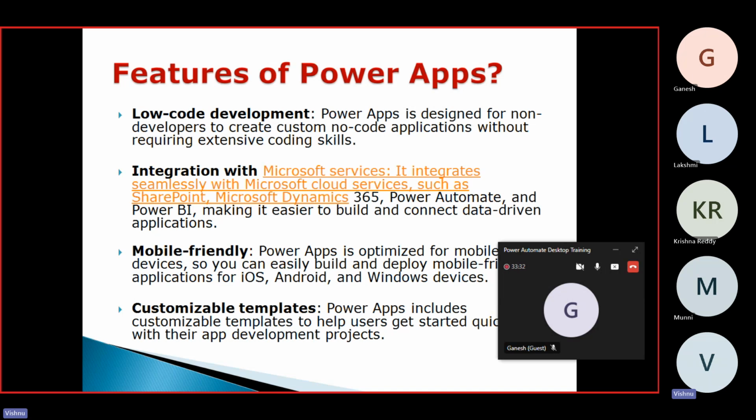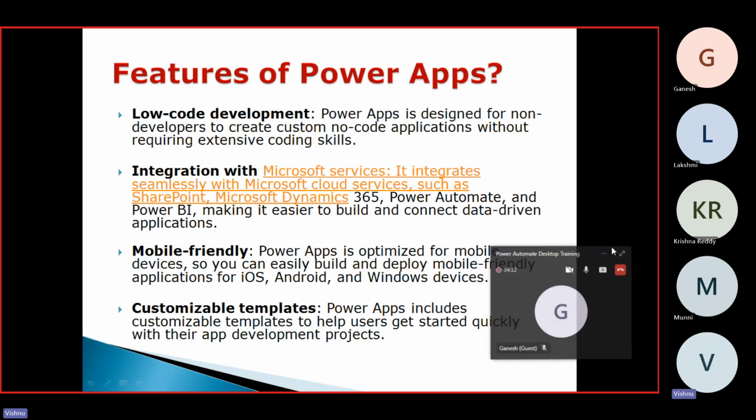Second one is integration with Microsoft services. What is the meaning of Microsoft services? It integrates seamlessly with Microsoft cloud services, Azure cloud also, such as SharePoint. We are going to discuss SharePoint. Microsoft Dynamics 365 or Power Automate also. Suppose if you want to schedule a flow through Power Automate, you can do that also. And Power BI, it is mainly used for reporting purposes. Whatever services are provided by Microsoft, it is making it easier to build and connect data driven applications.